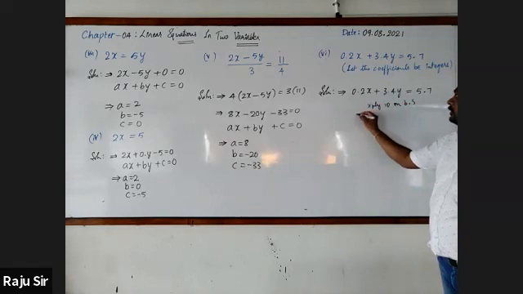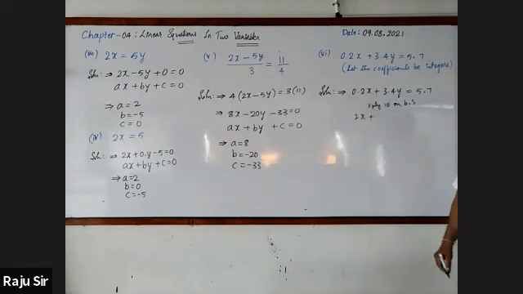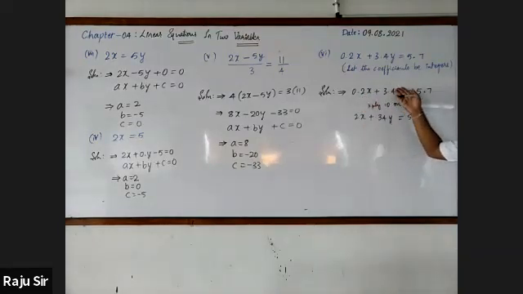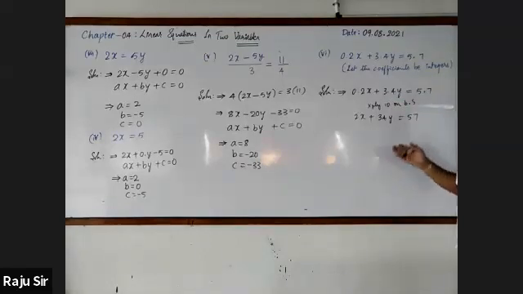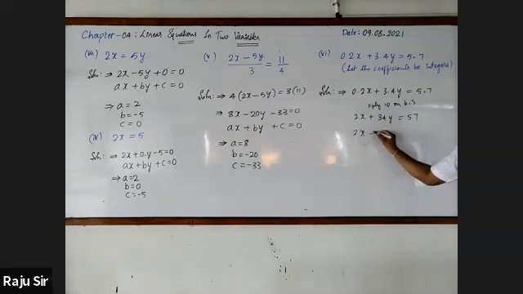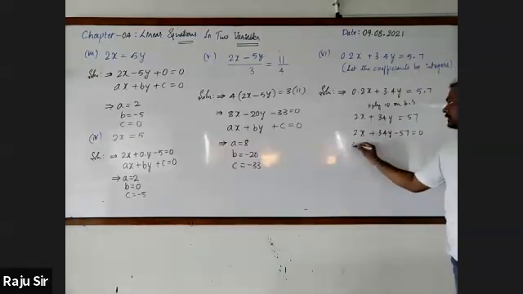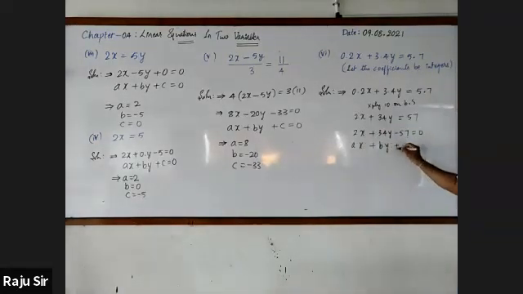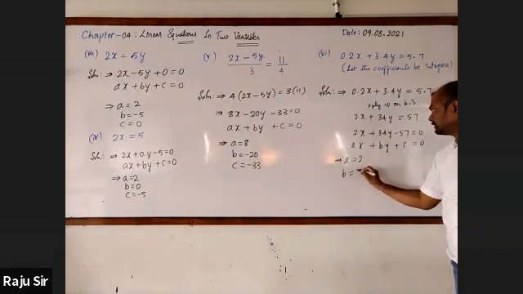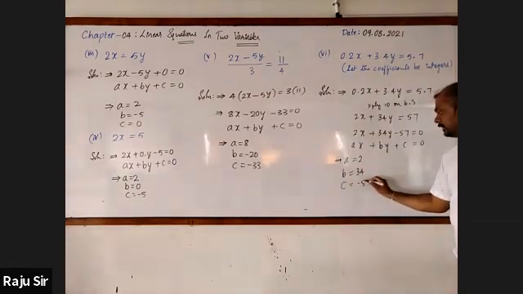10 into 0.2 is 2x. 10 into 3.4 is 34y. 5.7 becomes 57. You simplify; it is the same as 2 by 10, 34 by 10, 57 by 10. No difference at all. Now this is 2x plus 34y minus 57 equal to 0. This is of the form ax plus by plus c equal to 0. Now a is 2, b is 34, c is minus 57.